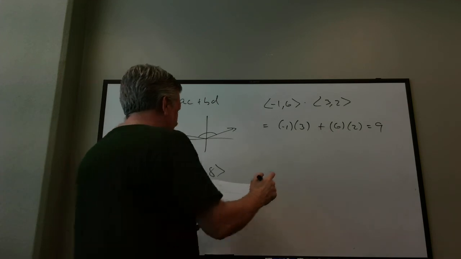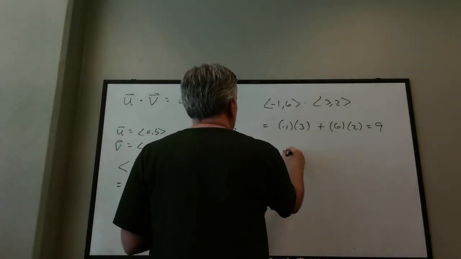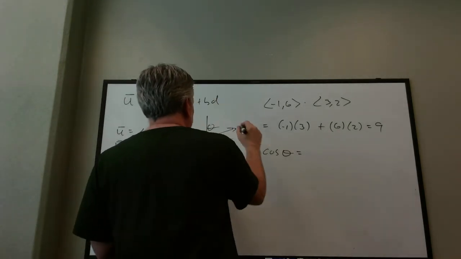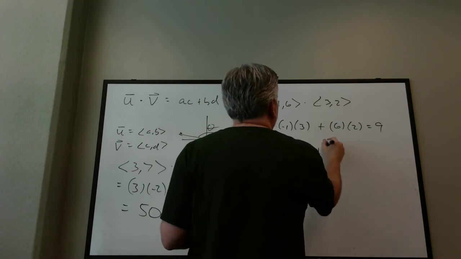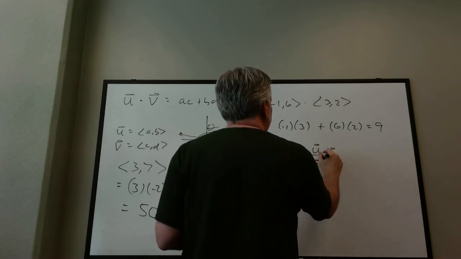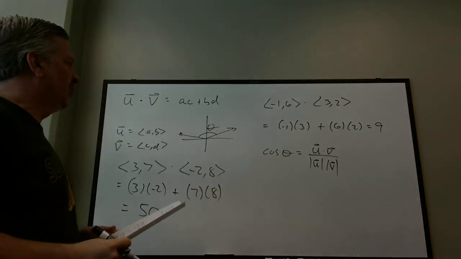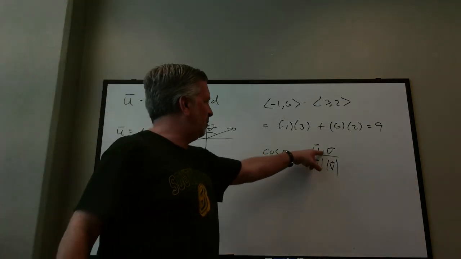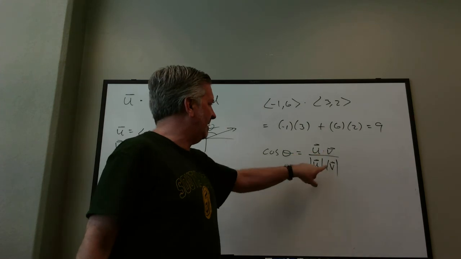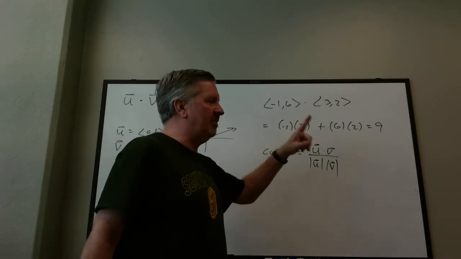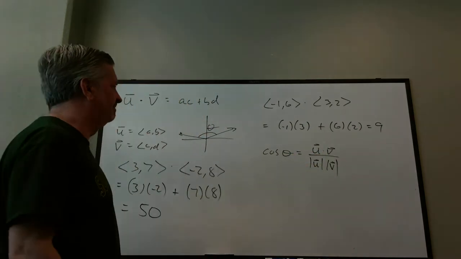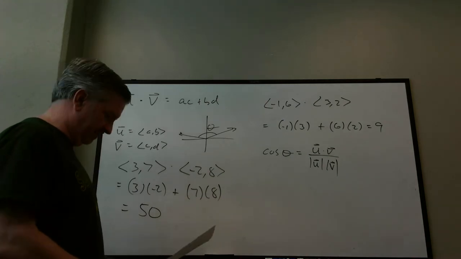So the formula to find the angle between two vectors is cosine of theta, the angle between the vectors, equals u dot v over the magnitude of u times the magnitude of v. So if you have the two vectors, computing the dot product is easy. We just did it. We know how to find the magnitude of u, and we know how to find the magnitude of v.